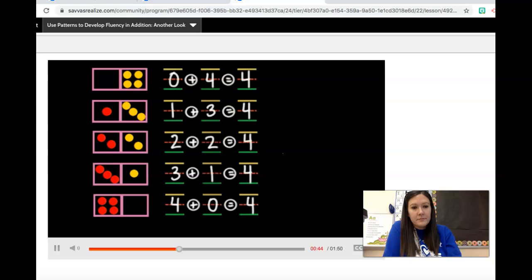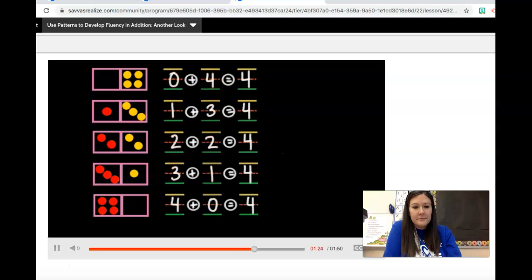Do you see any patterns in the numbers? Let's look at the sums first. We know that all the equations are equivalent because all the sums are the same. 4. Now let's look at the add-ins. Notice as the first add-ins go up by 1, 0, 1, 2, 3, 4. The second add-ins go down by 1, 4, 3, 2, 1, 0.